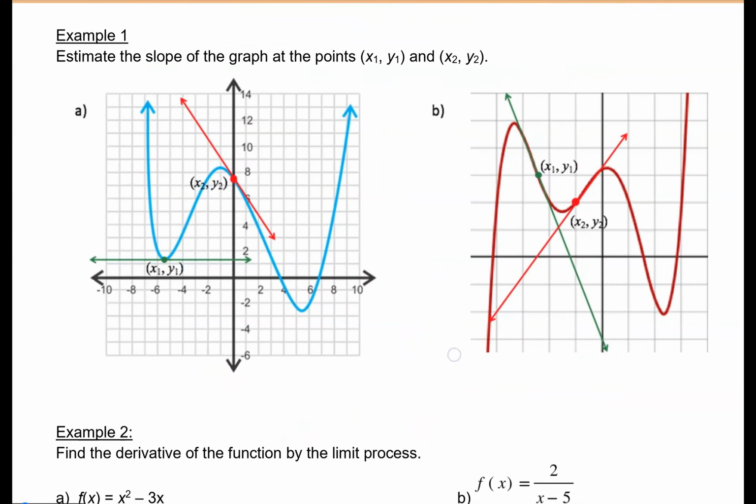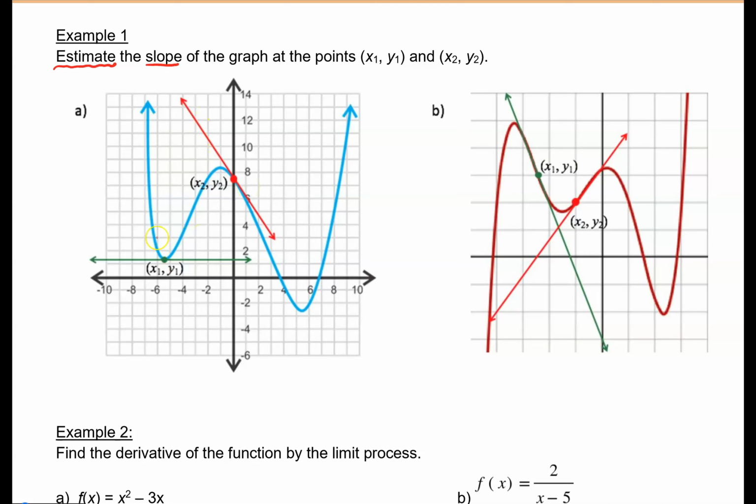So in our first example, we're just going to kind of look at estimating, right? We always start with that in calc. I don't know if you noticed that, but we always start with an estimation and then learn how to find it exactly, because it's good to just be able to read these graphs and learn how to envision their tangent line and then estimate what that slope would be.